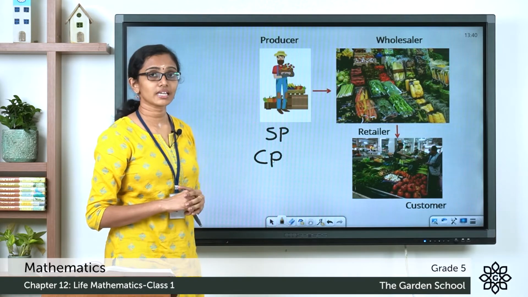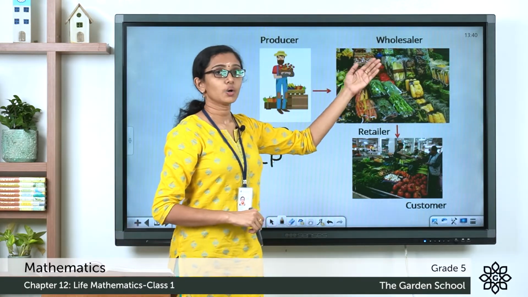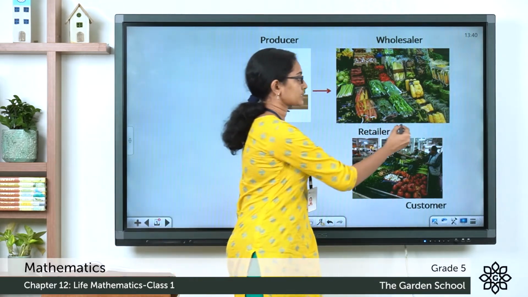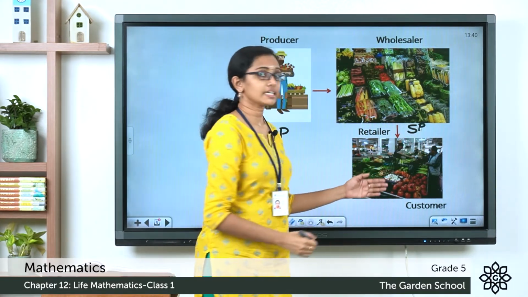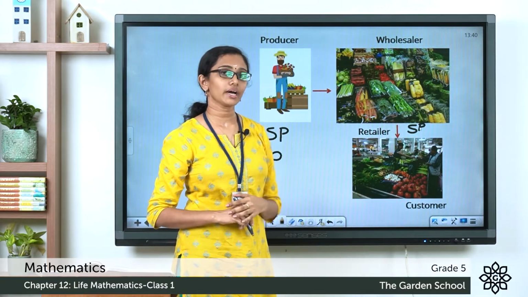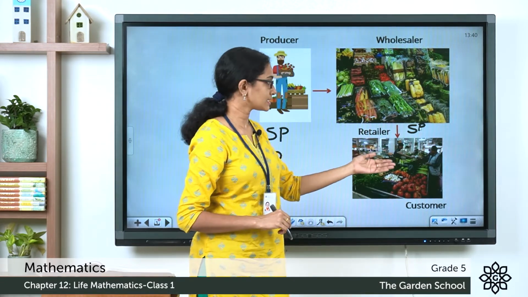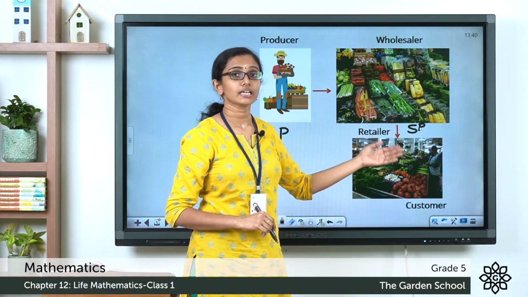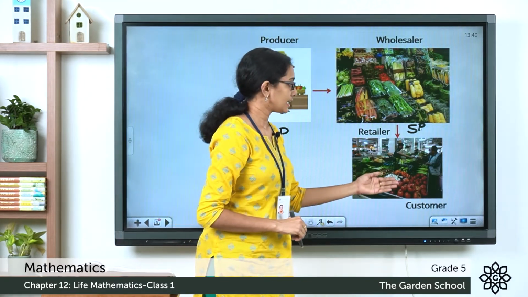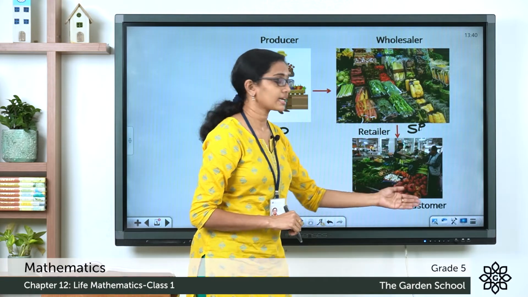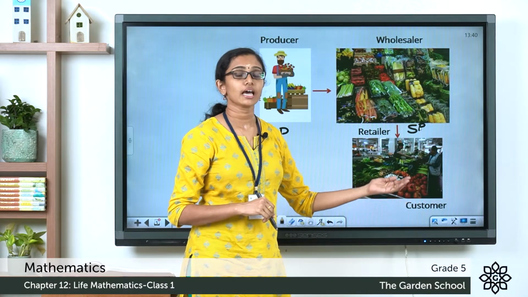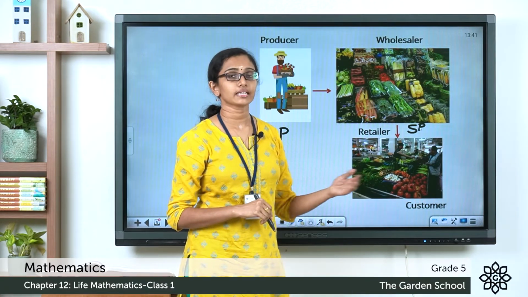And then what will the wholesaler do? The wholesaler will sell these goods to retailers at a selling price. And the retailers will buy these goods from the wholesaler at a cost price or buying price. So here the retailer's cost price or buying price is the wholesaler's selling price. Now the retailer will sell these goods to an end customer. Who is an end customer? Someone who is going to buy it and use it. That's called an end customer.